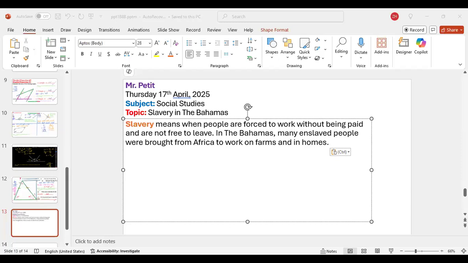Where can you go if you want to see the history of the slaves? The Pompey Museum, very good.